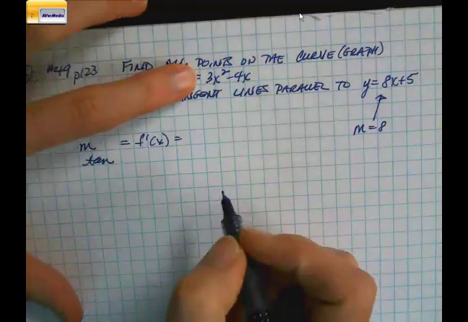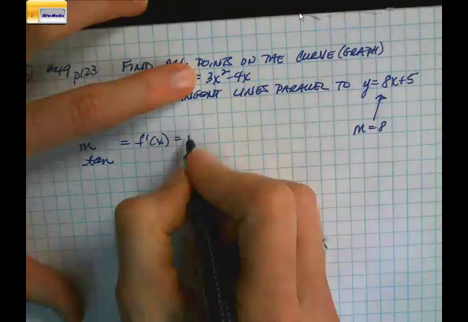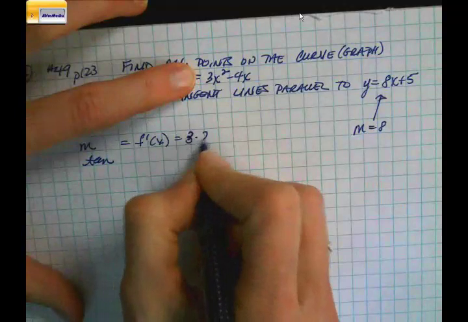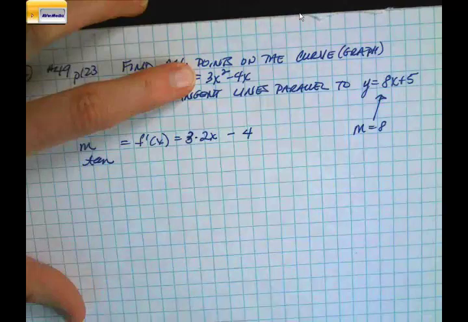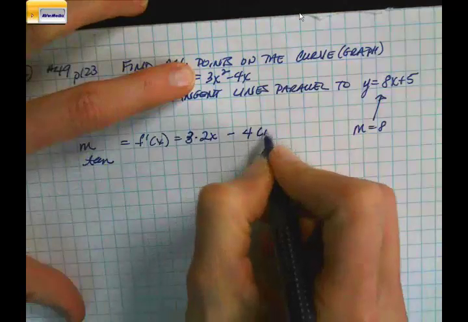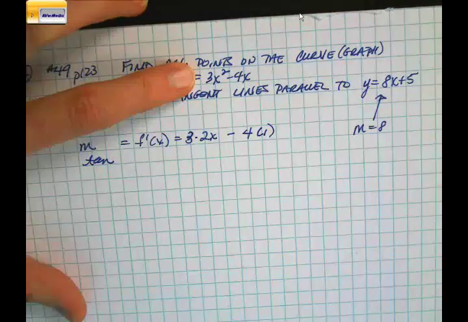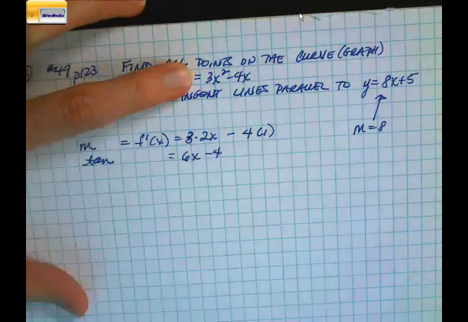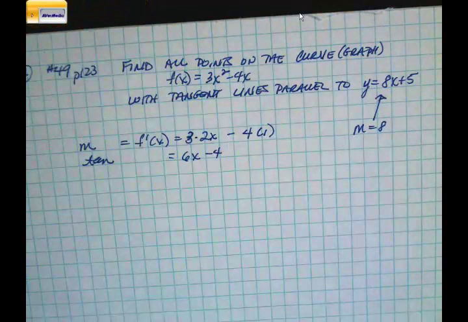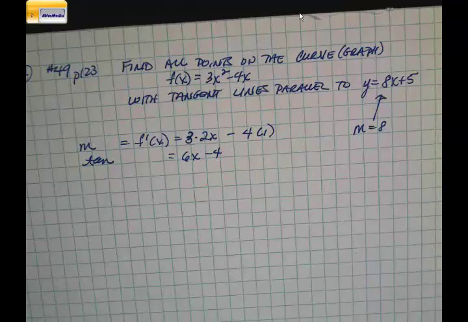And the first derivative of 3x squared minus 4x is 3 times 2x minus 4 times 1. The derivative of x is 1. So the first derivative is simply 6x minus 4. That is the slope of every tangent line to that parabola. Okay, it's an expression until I put an x value in it. So that is the slope.